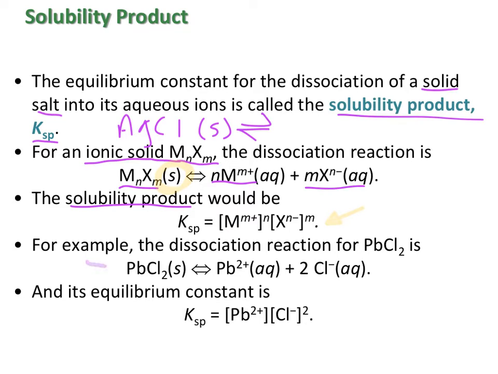So for example, we have PbCl2, and it is in equilibrium with its ions. So we have Pb2+ and then 2 chloride ions. So the Ksp for this, or the equilibrium constant, would be the 2 ions, and we do not include that solid in the equilibrium constant for this.